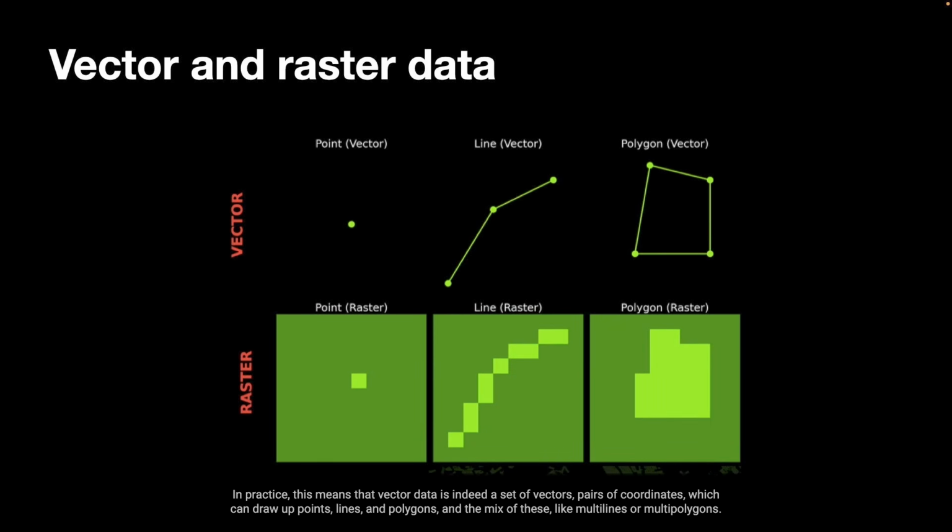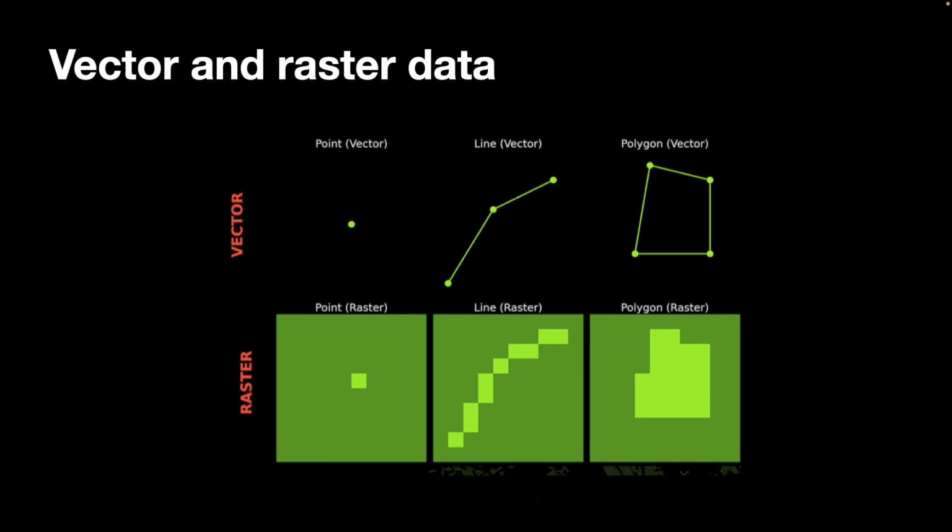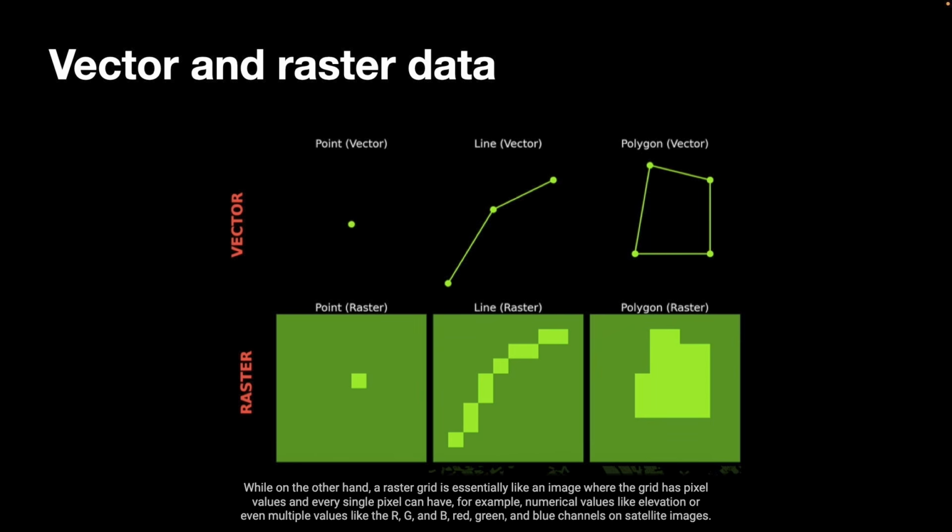In practice, this means that vector data is indeed a set of vectors, pairs of coordinates, which can draw up points, lines, and polygons, and the mix of these like multi-lines or multi-polygons. While on the other hand, a raster grid is essentially like an image, where the grid has pixel values, and every single pixel can have, for example, numerical values like elevation, or even multiple values like the R, G, and B, red, green, and blue channels on satellite images.